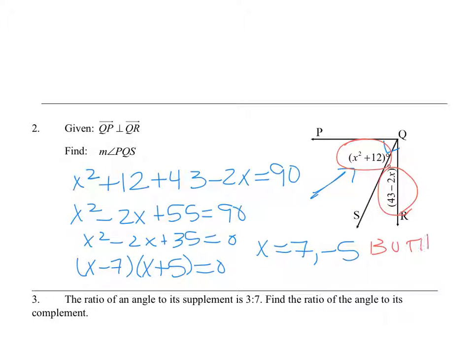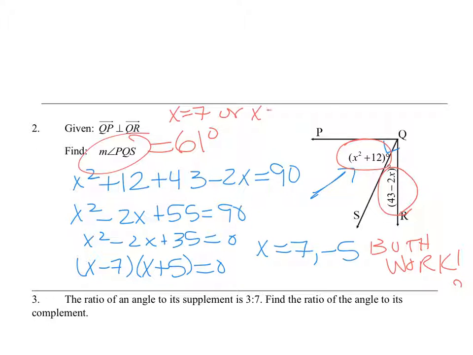So both work. And that means we're going to have two different possibilities for the measure of angle PQS. When x equals 7, the measure of that angle is 49 plus 12, which is 61 degrees. Or if x equals negative 5, the measure of that is 25 plus 12, so that's 37 degrees. So there's two possible answers for the measure of angle PQS.